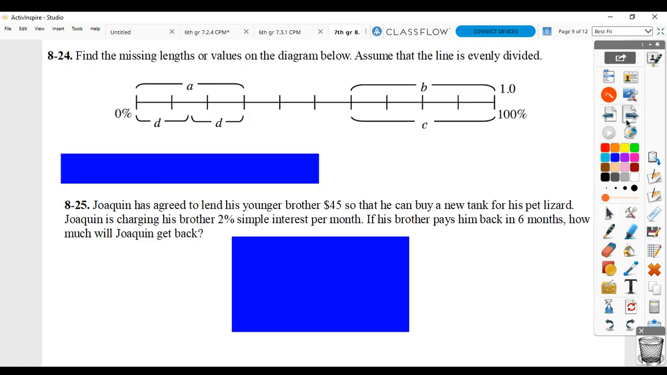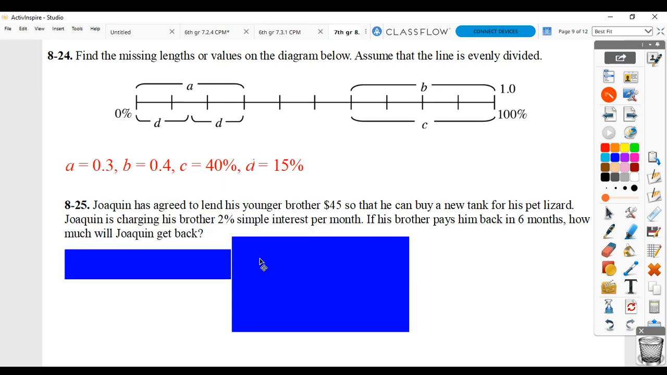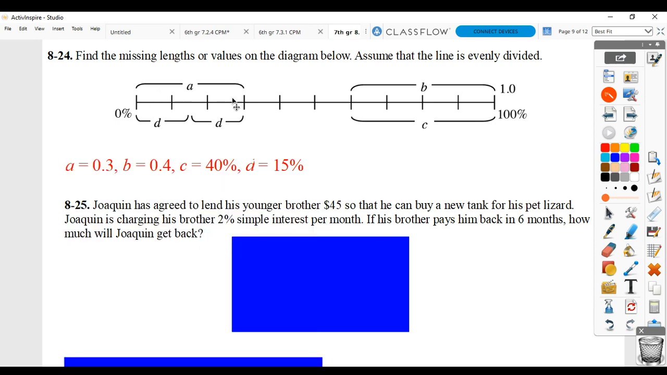For 824, find the missing values on this diagram and assume that the line is evenly divided. So what we have is 0 to 100% along the bottom here, and then 0 to 1.0 or 1 along the top. So if we count how many spaces there are, we can see that each of these spaces represents 1/10 or 10%. So therefore A would be 3/10. B is 4/10. C then is 40%.